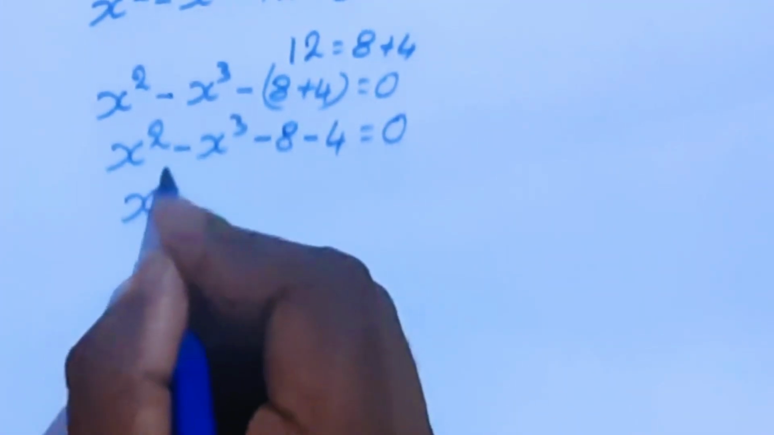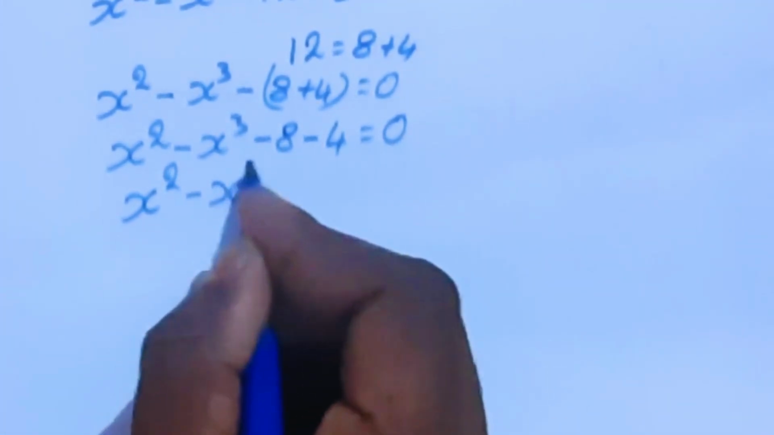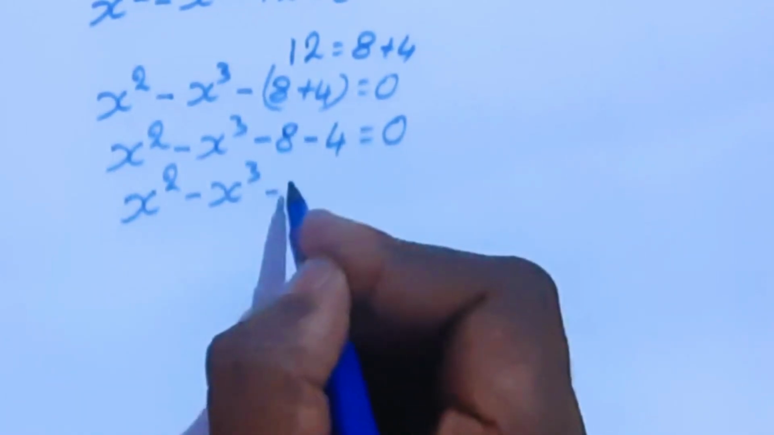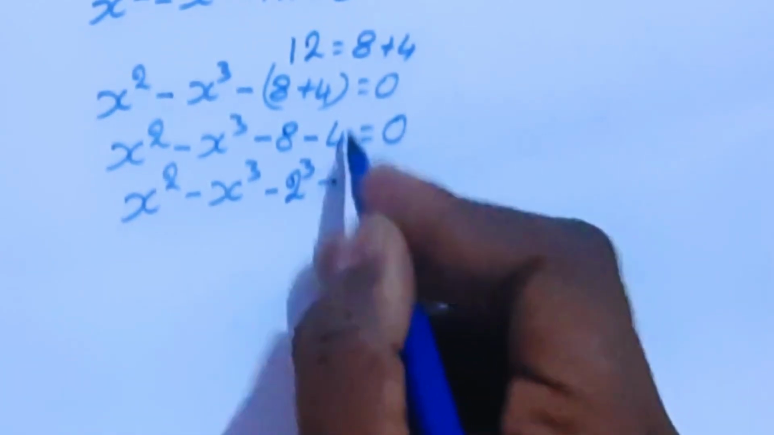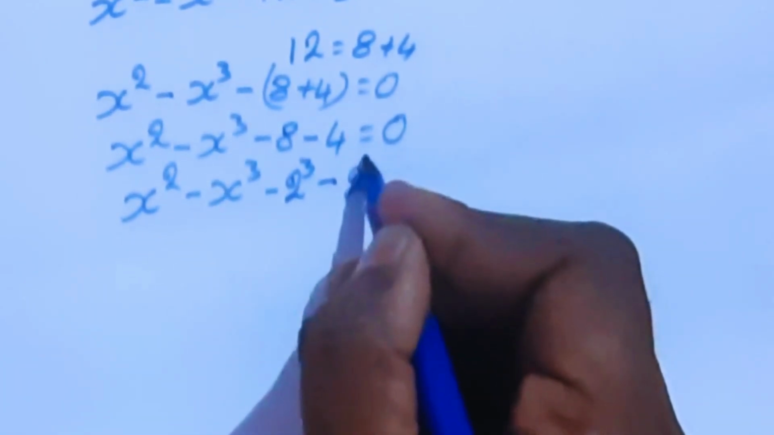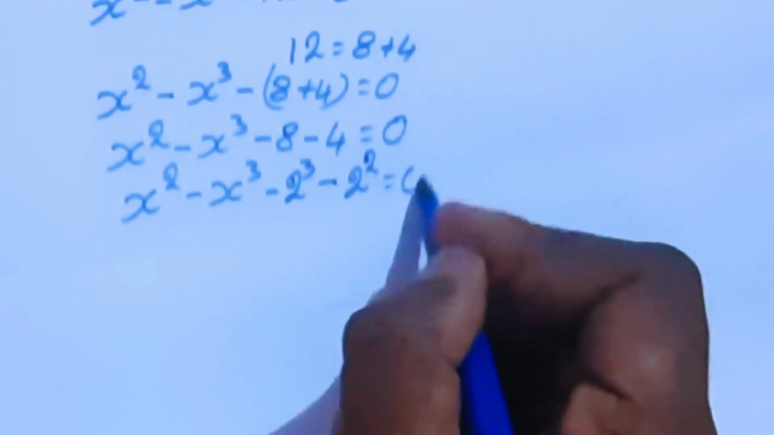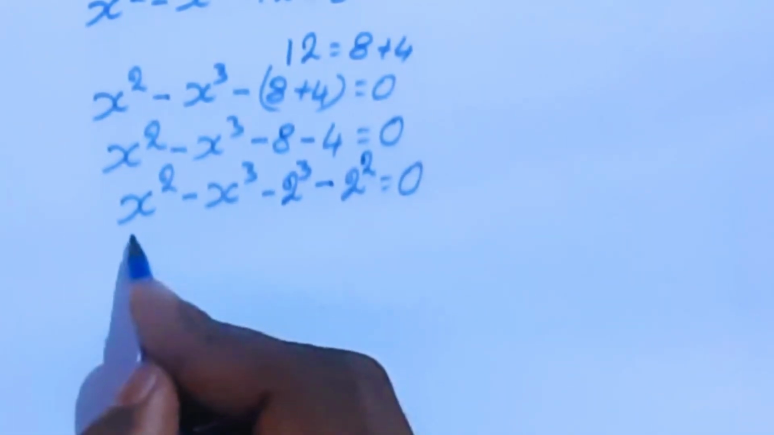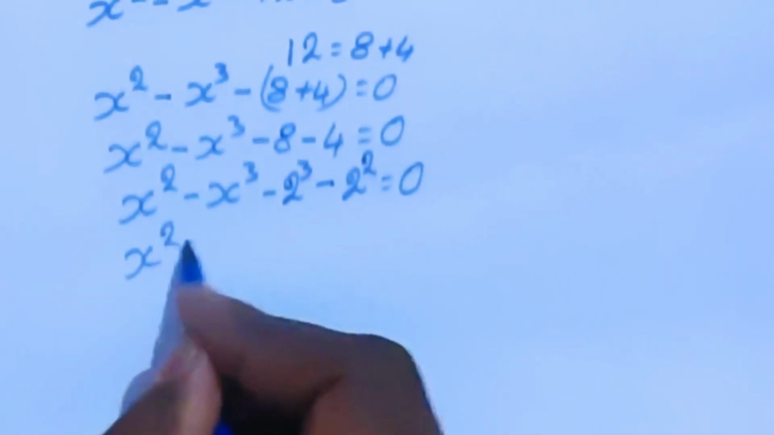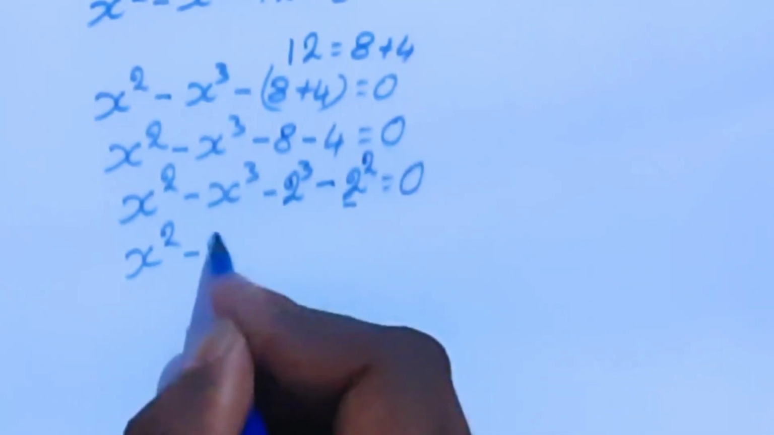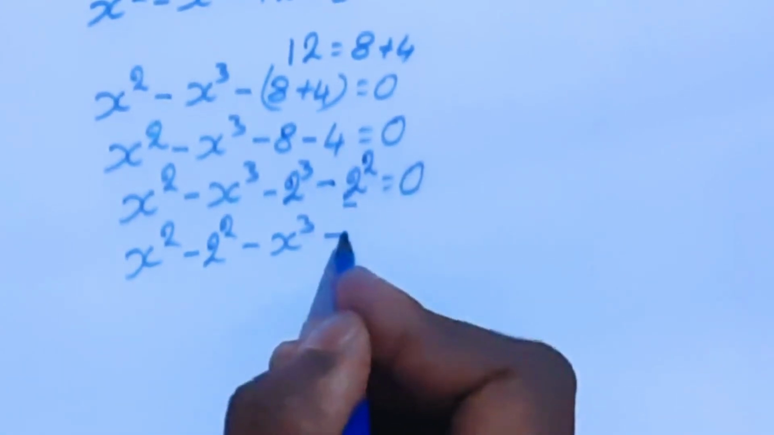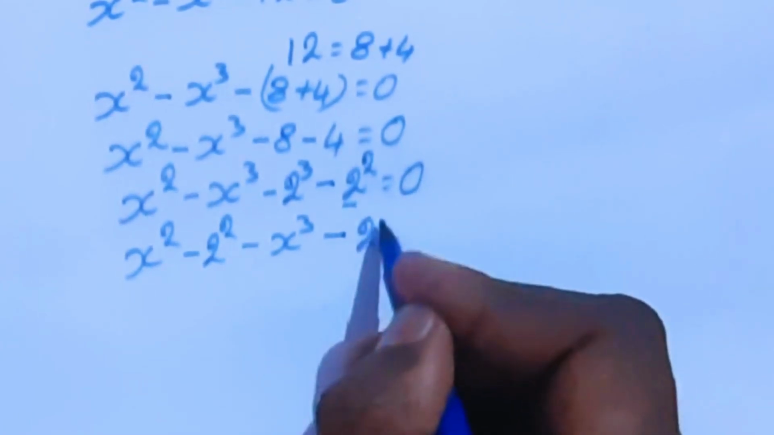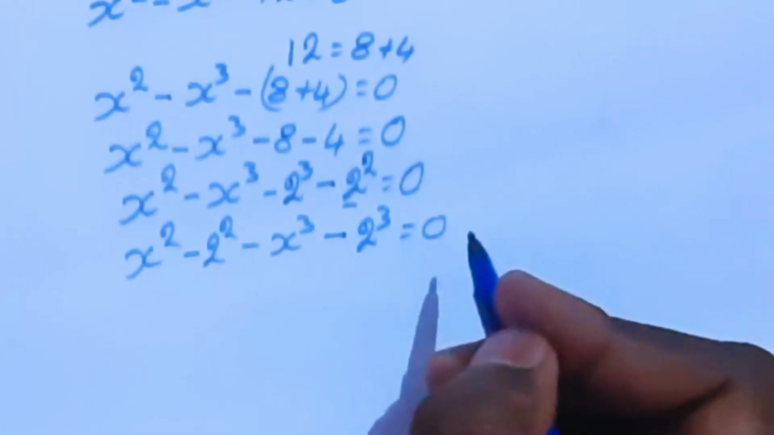Now x^2 - x^3, this 8 can be written as 2^3, this 4 can be written as 2^2 = 0. Now x^2 - 2^2, x^3 - 2^3 = 0.